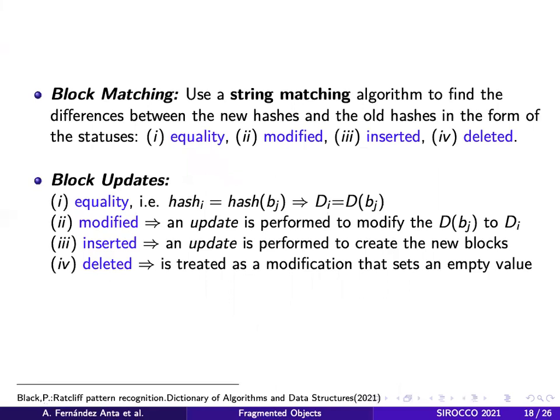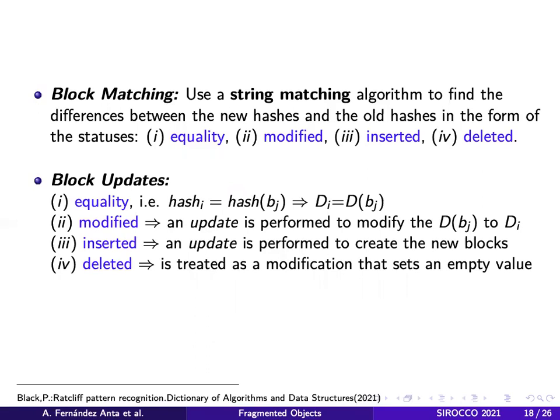Then we have to match each hash generated by the rolling fingerprints from the previous step to a block identifier. At first, we use a string matching algorithm to find the differences between the new hashes and the old hashes in the form of 4 statuses: equality, modified, inserted, and deleted. Based on the hash statuses, the blocks of the fragmented object are updated.